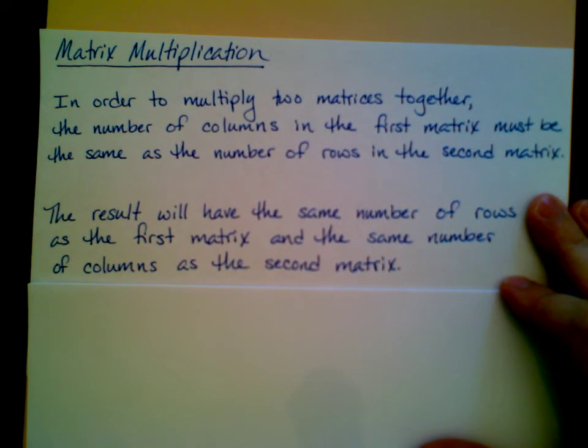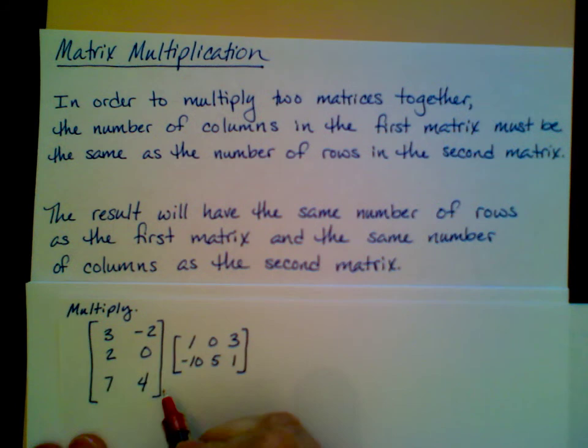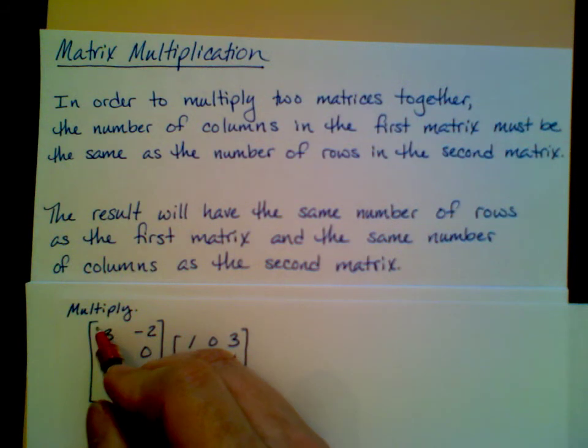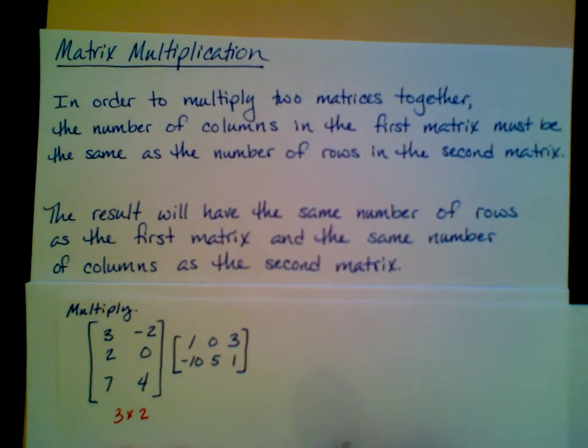So, we're going to look ahead to one of our examples. We're not going to figure it out just yet. But I'm going to write down my sizes. Remember, rows always come first when we're writing down the size. So this is 3 rows and 2 columns. So this is a 3 by 2 matrix. This is 2 rows and 3 columns, so this is a 2 by 3 matrix.